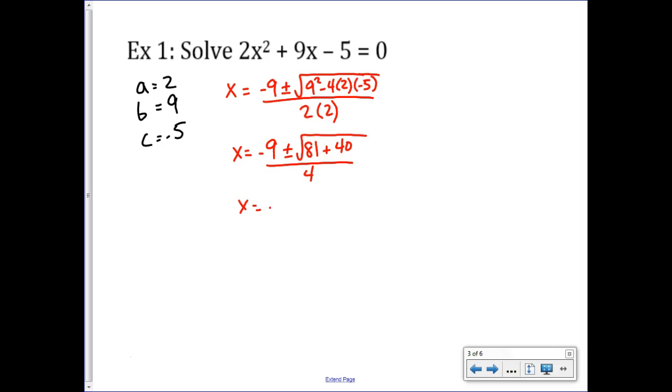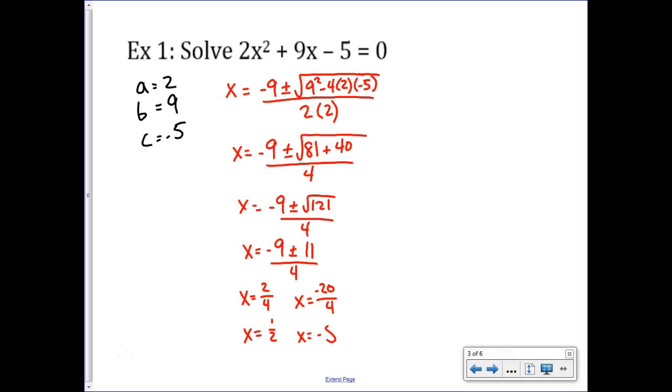So x equals negative 9 plus or minus the square root of 121 over 4. X equals negative 9 plus or minus 11 over 4. So x equals negative 9 plus 11 is 2 over 4. So x equals 1/2. X equals negative 9 minus 11 is negative 20 over 4. So x is negative 5. So x equals 1/2, or x is negative 5.